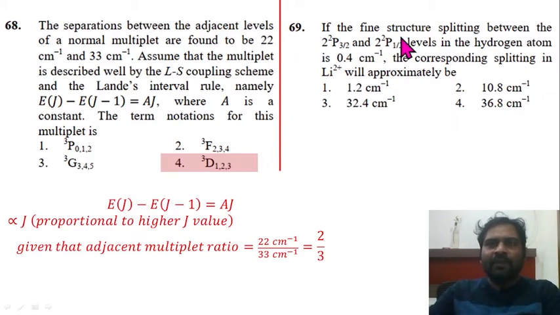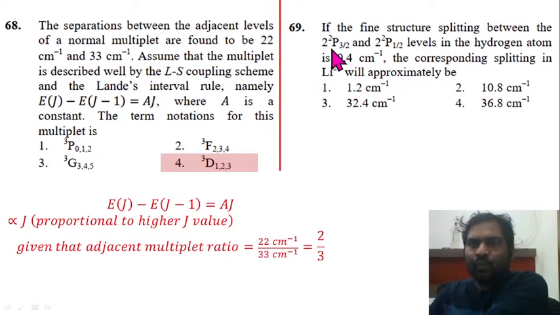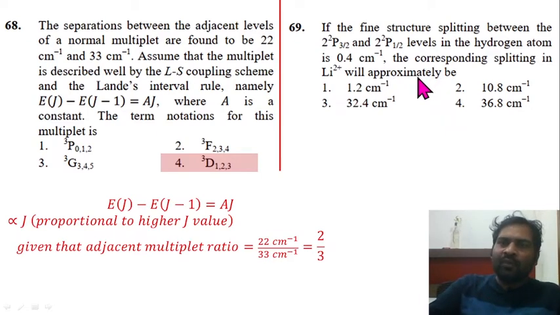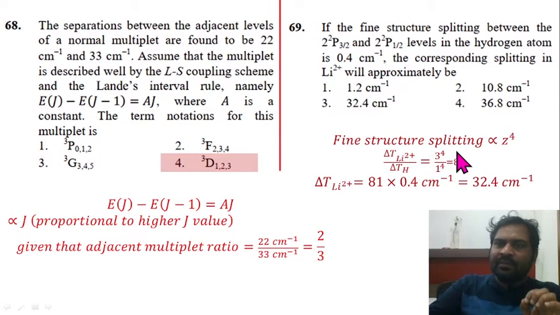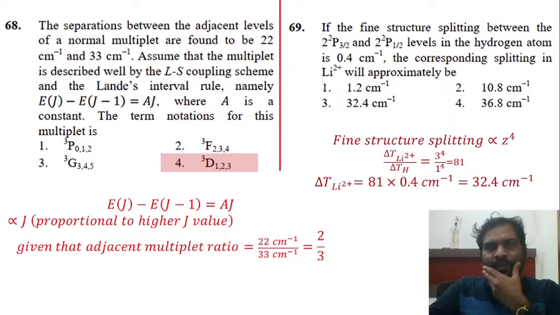Question number 69. If the fine structure splitting between the 2p3/2 and 2p1/2 levels in the hydrogen atom is 0.4 cm inverse, the corresponding splitting in Li2+ will approximately be. Fine structure splitting is proportional to atomic number raised to power 4. The fine structure splitting ratio between Li2+ and hydrogen equals 3 raised to power 4 divided by 1 raised to power 4, equal to 81. Just multiply this on the right hand side, then you will get fine structure splitting in Li2+ equal to 32.4. So option number 3 is correct.